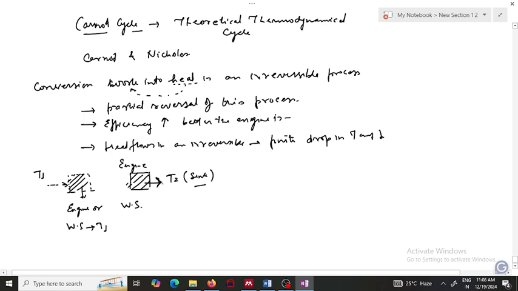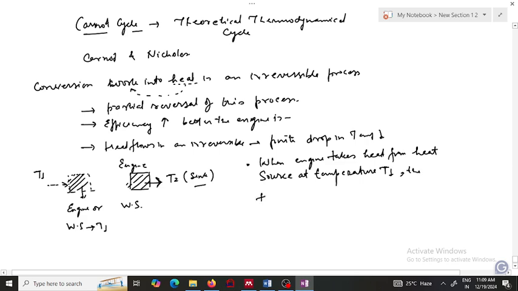So the cycle is ideal only if the engine does not exchange any heat during the process when its temperature is changing. I'll write it here so that you can remember. The first point I want to mention is that in this ideal case scenario, when the engine takes heat from the heat source at, let's say, temperature T1, the temperature of the working substance or that of the engine should also remain at T1. So there is no gradient in temperature, no change in temperature.